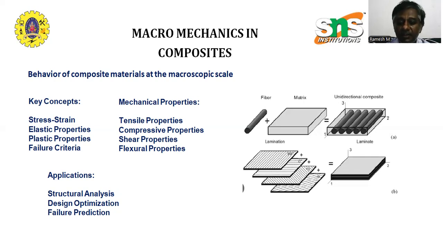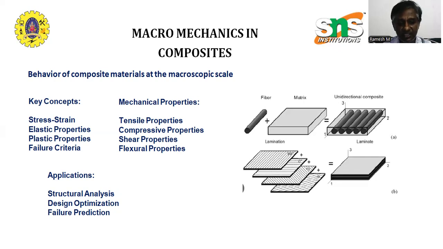Then at the macro level, what are the mechanical theories available? One is classical laminate theory. Whenever the macro level comes into the picture, the word laminates will come. So classical laminate theory predicts the behavior of laminated composites under various loading conditions. Then first order shear deformation theory also comes into the picture. It accounts for shear deformation in laminated composites. And finally, one more thing is higher order theories. It includes the higher order terms to improve the accuracy in predicting the composite behavior.